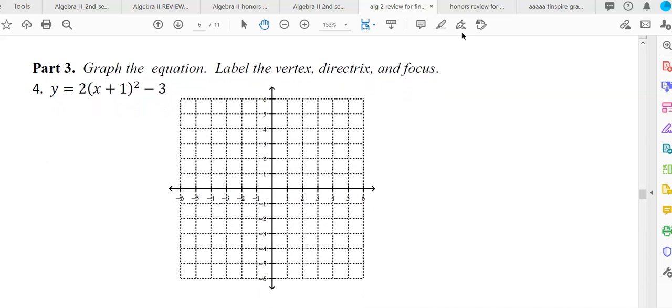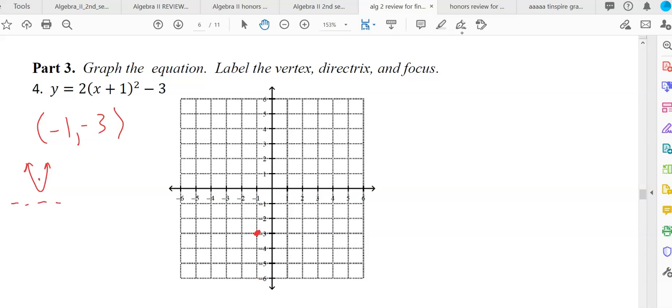I have a vertex, directrix, and focus. Okay, so this one we might need to know the directrix. So the vertex is going to be at (-1, -3). It's definitely opening up positive, so it's a y equals graph. So I'm thinking the focus is going to be inside, the directrix is going to be out there. I need to find that distance c.